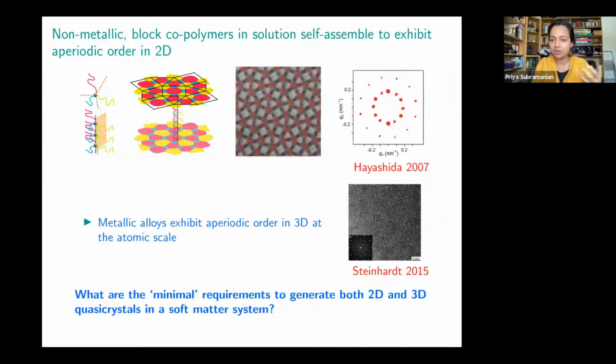So there is a requirement to ask, what's a minimal recipe to generate this kind of pattern in a model soft matter system, and that's what we're trying to do.